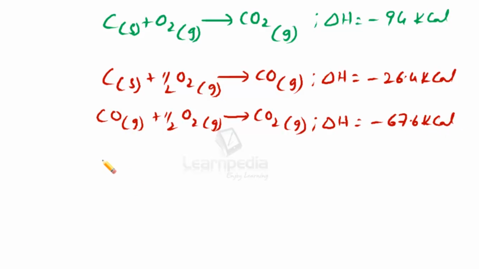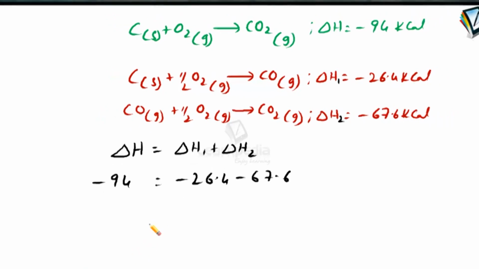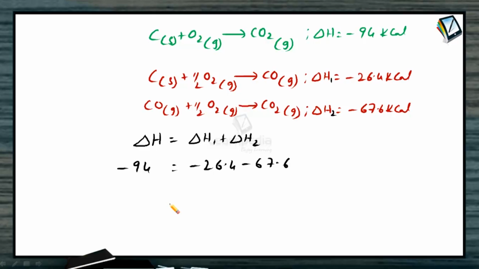Now according to Hess law, the enthalpy changes are the same whether a chemical reaction takes place in one step or through several steps. If we take these as delta H1 and delta H2, the sum of these two values is equal to 94. So I repeat the statement, the enthalpy changes are the same whether a chemical reaction takes place in one step or through several steps. Now let's see some important applications of Hess law.